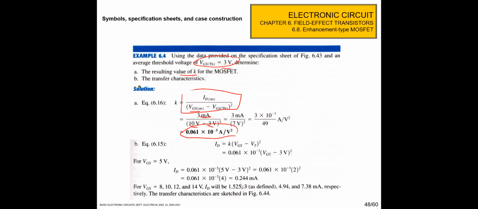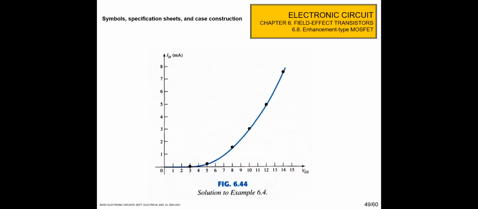And draw the transfer characteristic. ID is this equation, K (VGS minus VT) quadrat. So we use this K, and then VGS is variable and VT is constant. We can see for VGS equal to 5, ID is 0.244 milliampere, and then we also have to check another value of VGS like 8, 10, 12 volt to get the ID. So we can sketch the device characteristic like this one.